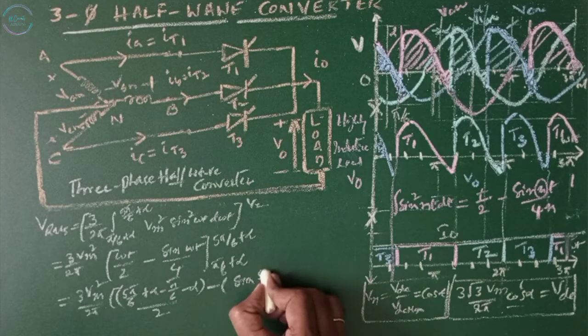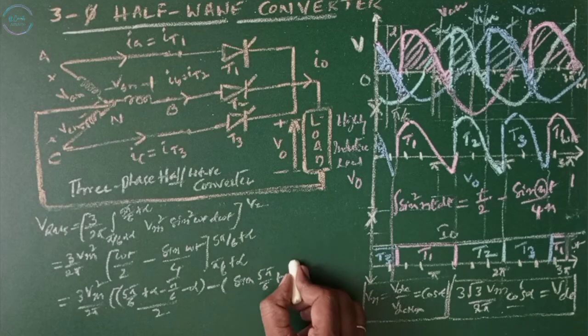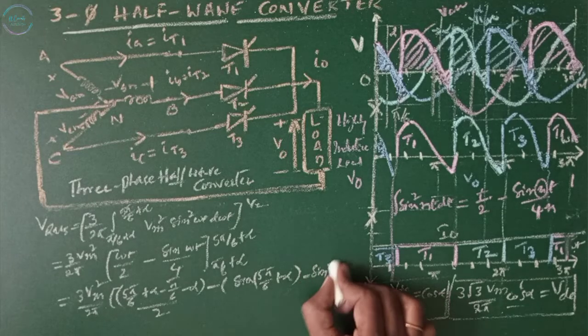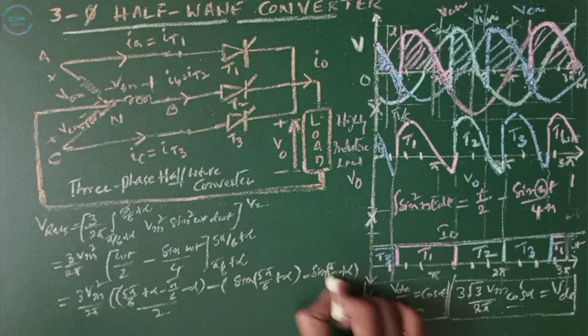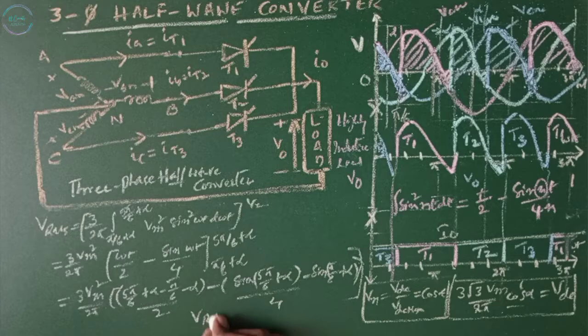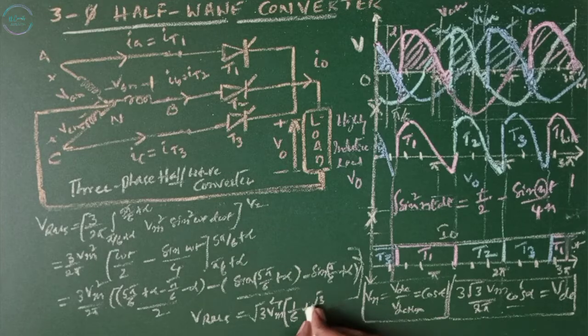minus the sin of 5 pi by 6 plus alpha minus sin of pi by 6 plus alpha, divided by 4. If you simplify this, you are going to get V RMS equals root 3 Vm times 1 by 6 plus root 3 by 8 pi cos 2 alpha, whole to the power of 1 by 2.